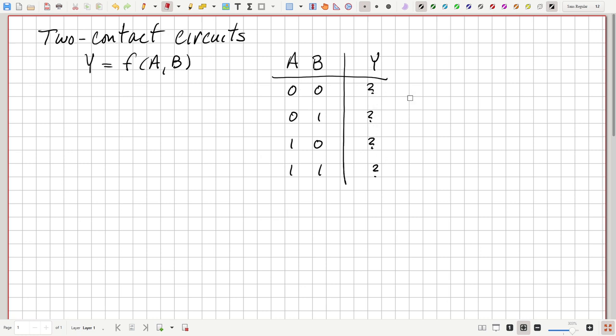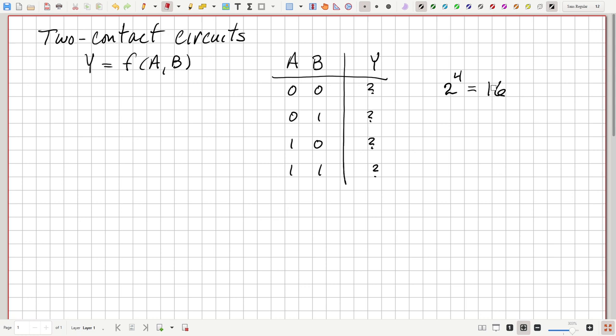Now, how many possible truth tables of this form could there be? Well, for each one of these question marks, we could have a 0 or a 1. That would be two different values. So we would have two possibilities for the first one, times 2 for the next, times 2, times 2. 1, 2, 3, 4 factors of 2, and 2 to the 4th is what? It's 16. So there are 16 possible two-contact truth tables. So we want to go through and look at this kind of function systematically. Look at all of these 16 possibilities.